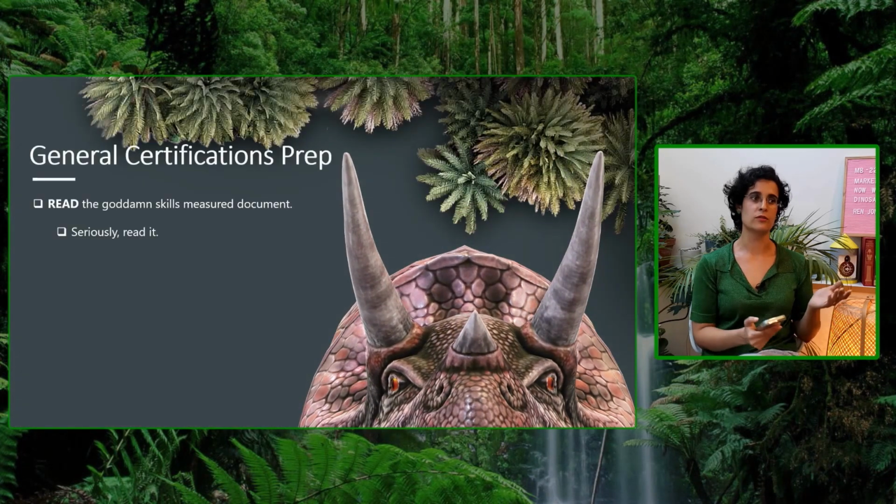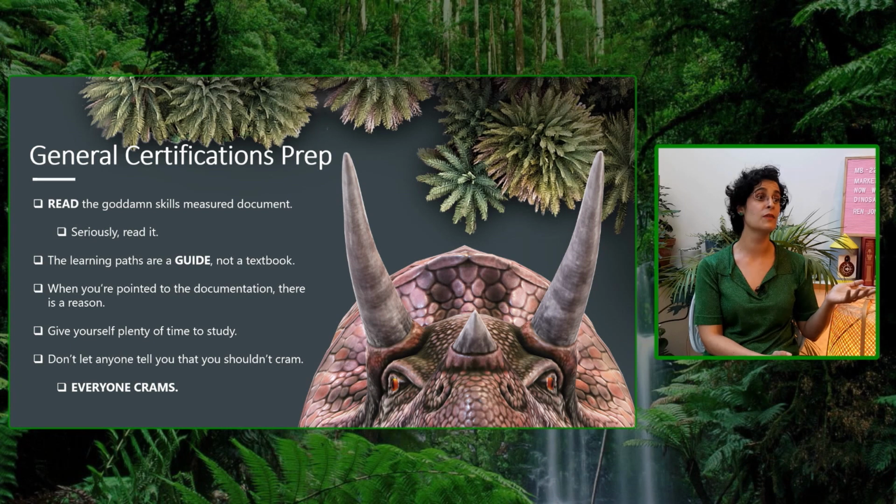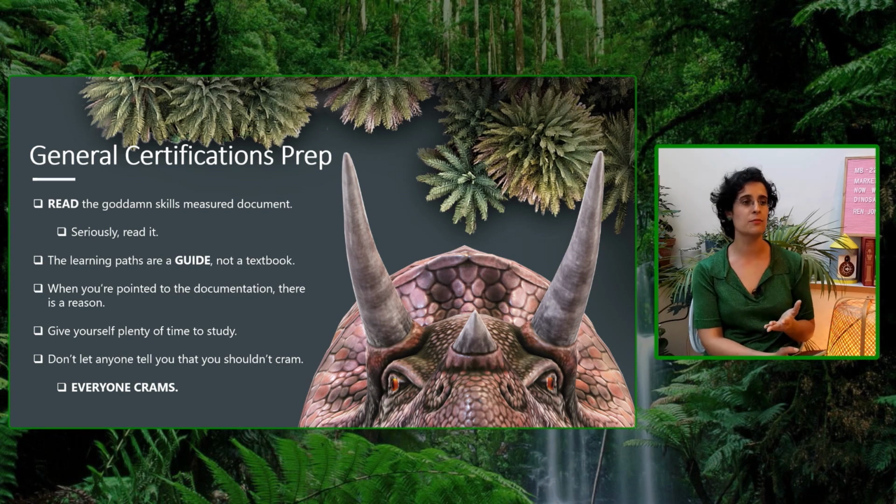Okay, cool. So when we start off, let's just talk about some general preparation when we're doing certifications. First thing, absolutely read the skills measured document. On the learning portal, when you go to the MB-220 page, you can download it. It is updated frequently, so this is the first thing you have to do. All right. And then general stuff. The learning paths, absolutely do them, but they're a guide, not a textbook, yeah? They're there to point you in the right direction of learning. They're not going to tell you absolutely everything you need to know.